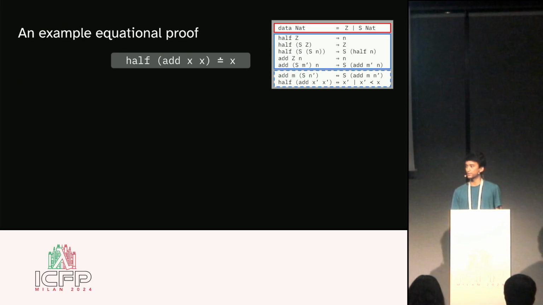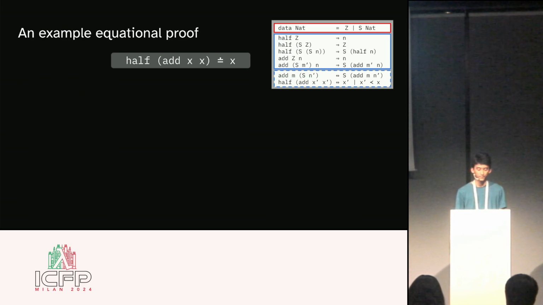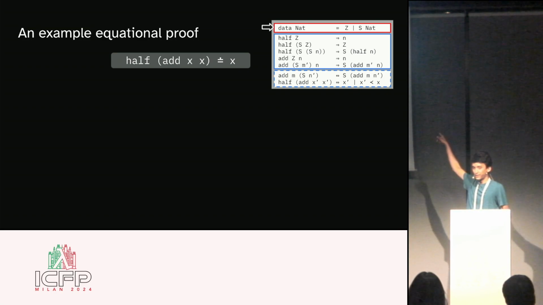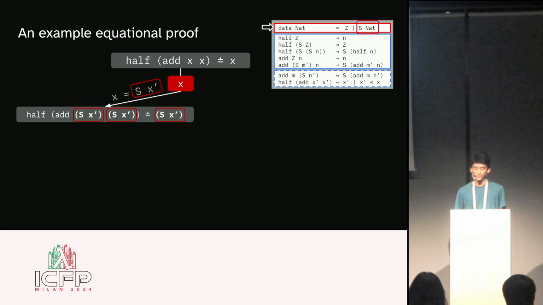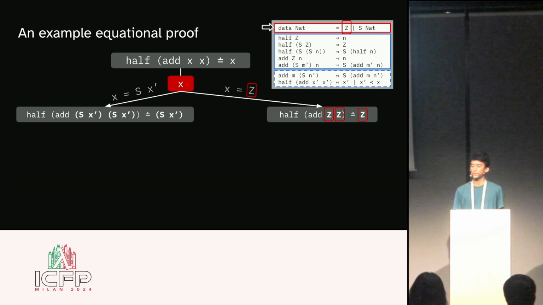So let's actually go through how this proof is going to be constructed. And we start with the equation that we want to prove. What we're going to do first is, I've put all the rules over there on the top right, just to serve as a reminder. We're going to case inspect the variable x, which gives us 2 different goals here. The first is where we replace x with the successor of some x prime. And the second is where we replace x with some z.